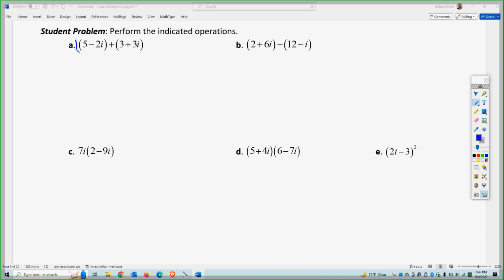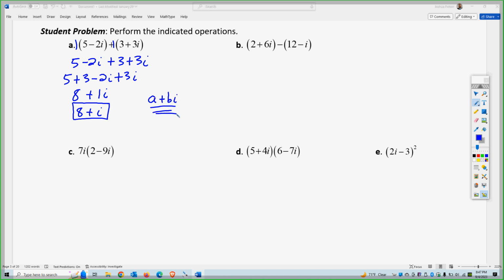Okay, so if I distribute a 1 here, I get 5 minus 2i plus 3 plus 3i. So rearrange them, 5 plus 3 minus 2i plus 3i. So that gives me 8 plus 1i, or just 8 plus i is fine, either one of those. The idea is you keep it in complex form, though, which is the a plus bi form, right? So a plus bi form is always the form that we want for all the answers whenever possible.